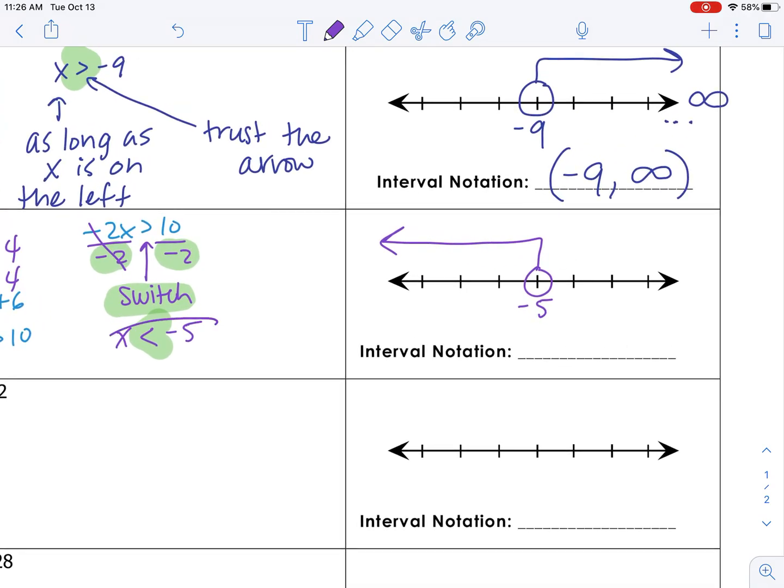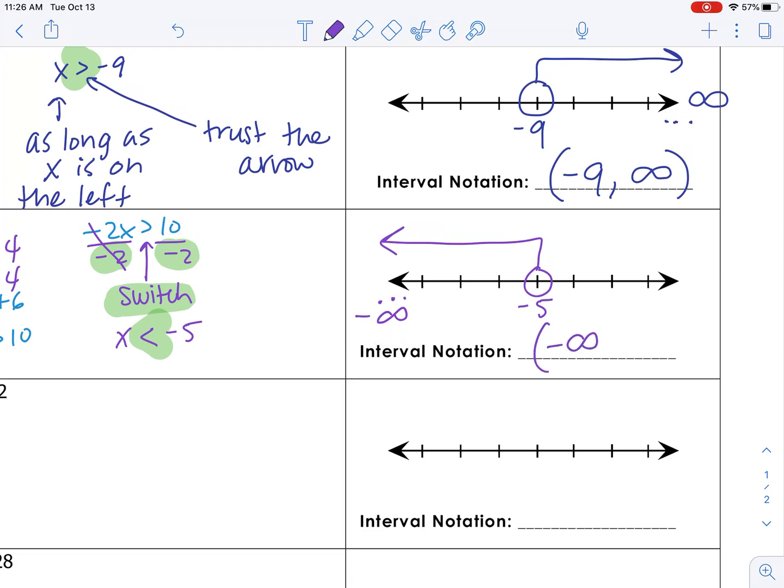So interval notation, this is inequality notation over here. X is less than -5. Interval notation, again, we start over here. We read the number line like we read a book from left to right. Coming from the left, the first thing that I get to is this arrow. What does this arrow mean? Well, if this way means positive infinity, then this way should mean negative infinity. So from left to right, the first thing that we have graphed is negative infinity.